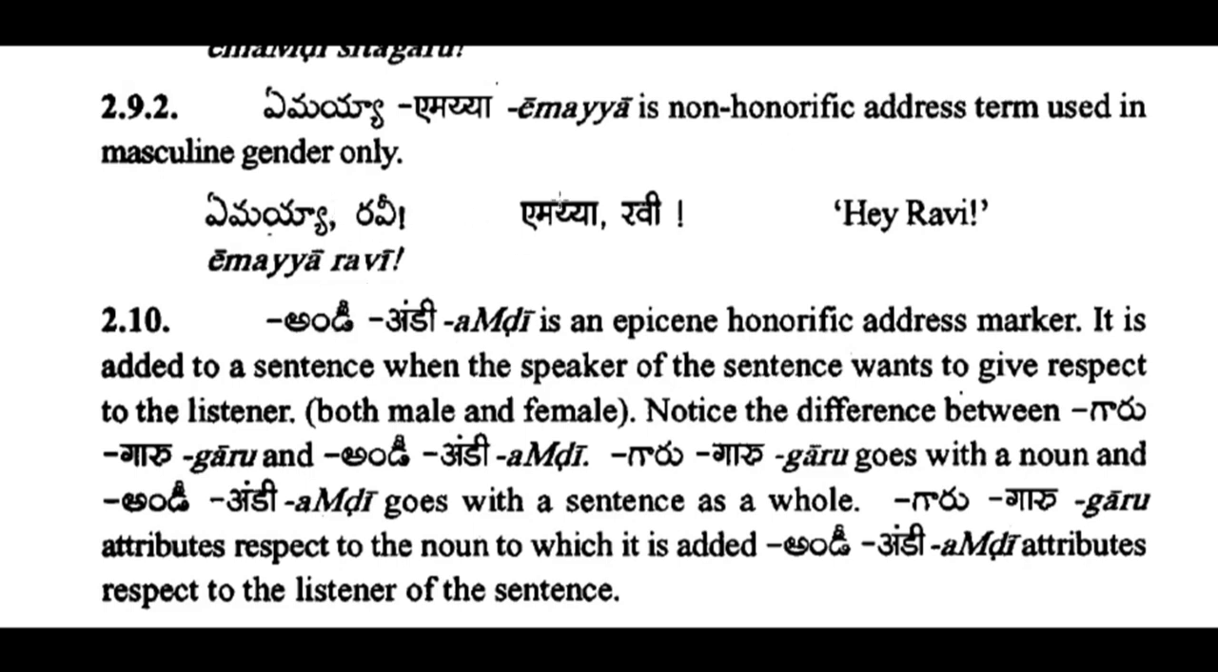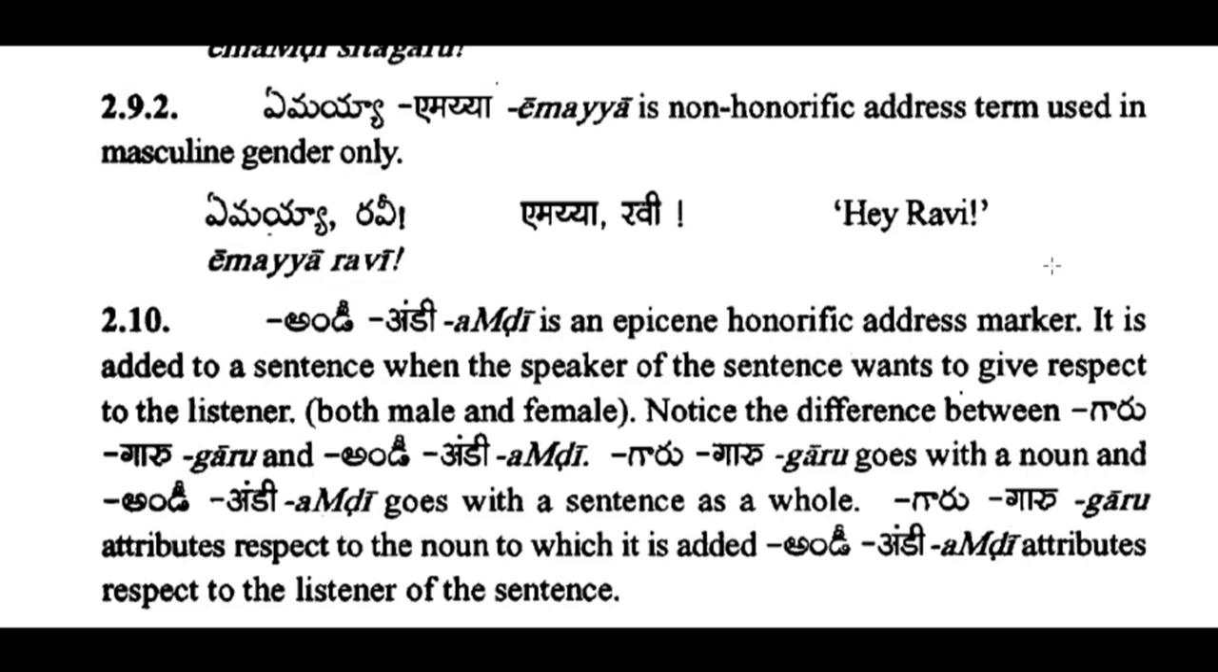Next we have, this one we discussed, Andi. Andi is an epicene honorific address marker. It is used most commonly at the end of a conversation or sentence. Vastara means do you come? Vastara andi, vastara andi. Vastara means kya aap aate hai? Andi is just used for the same meaning.